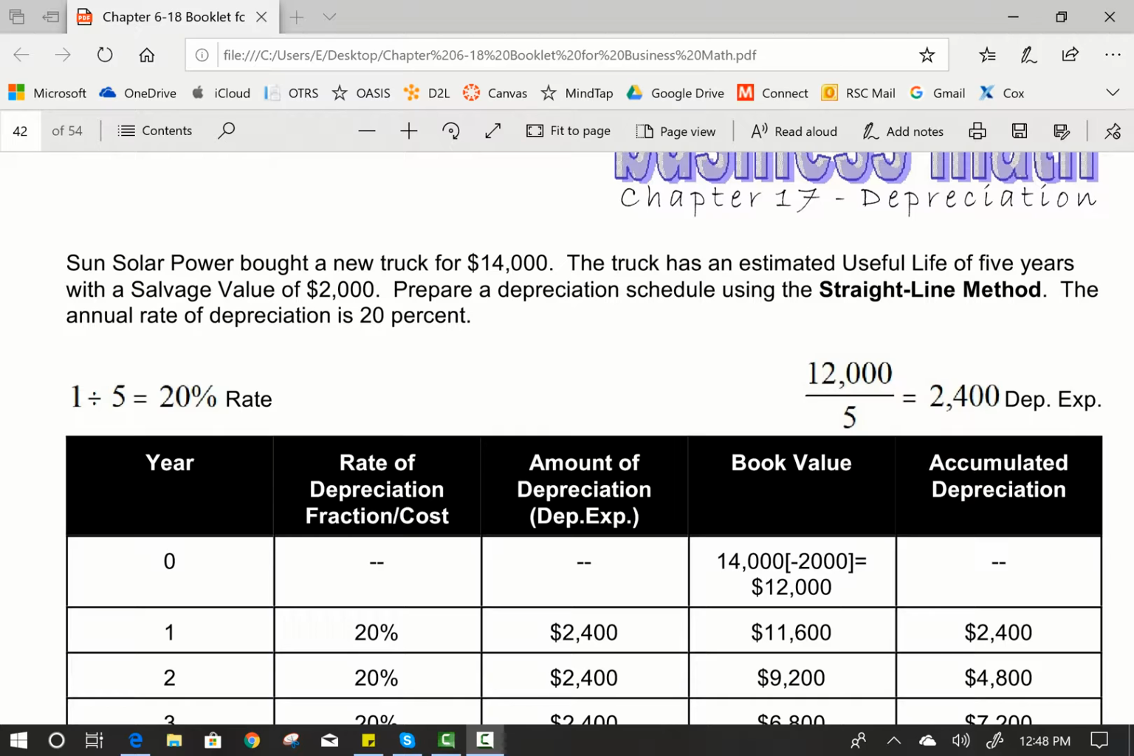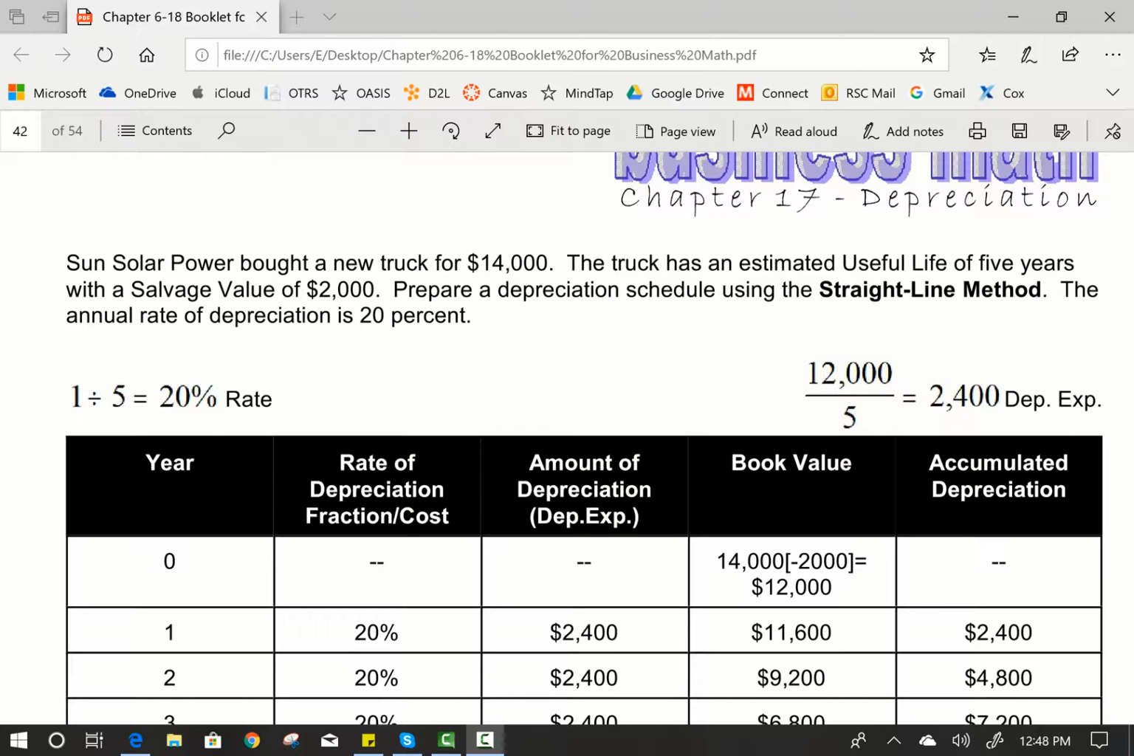The most common depreciation method is the straight line method of depreciation. Approximately 80% of most companies use this particular method, and it's quite frankly the easiest method of depreciation to use. It gives you the same amount of depreciation from the beginning year all the way to the ending year of depreciation.